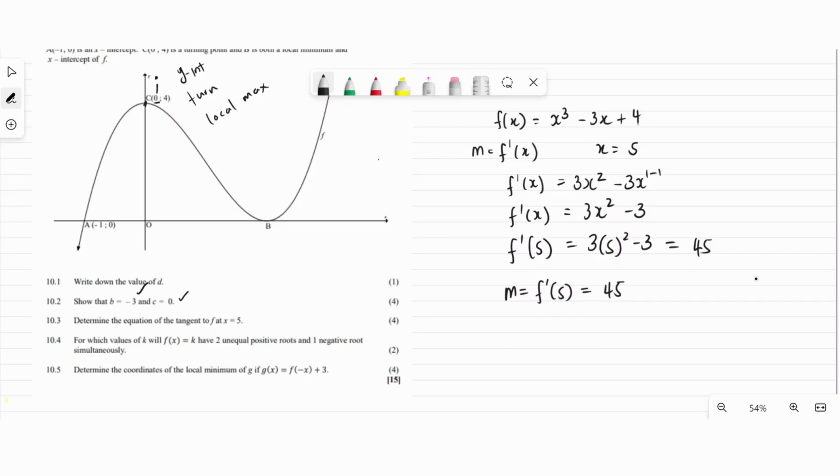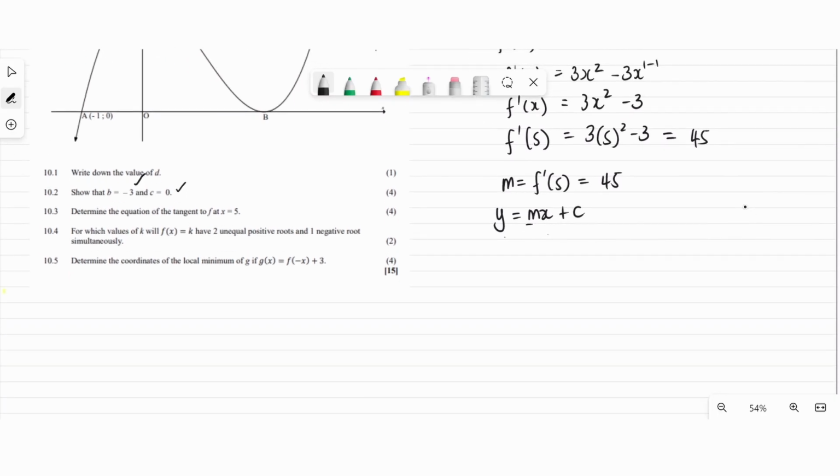So now we have the gradient, right? We know that the equation of a straight line is y equals mx plus c, so we have m. Now we need a set of coordinates to substitute for y and x so we can get c. To do that, we take the 5 that they gave us to find f of 5. We substitute this into the original equation to find the coordinate, and we get that f of 5 is equal to 54. So the coordinate is going to be 5 and 54, right?